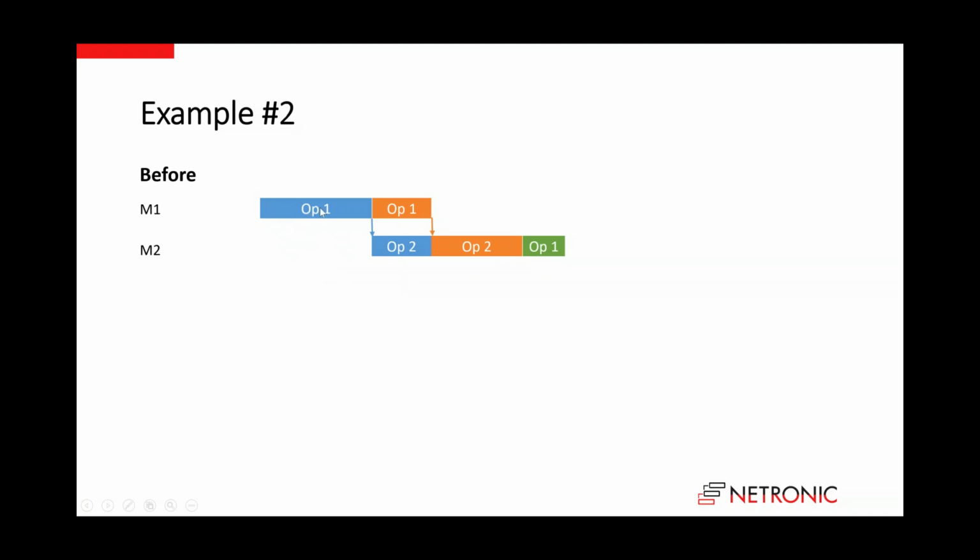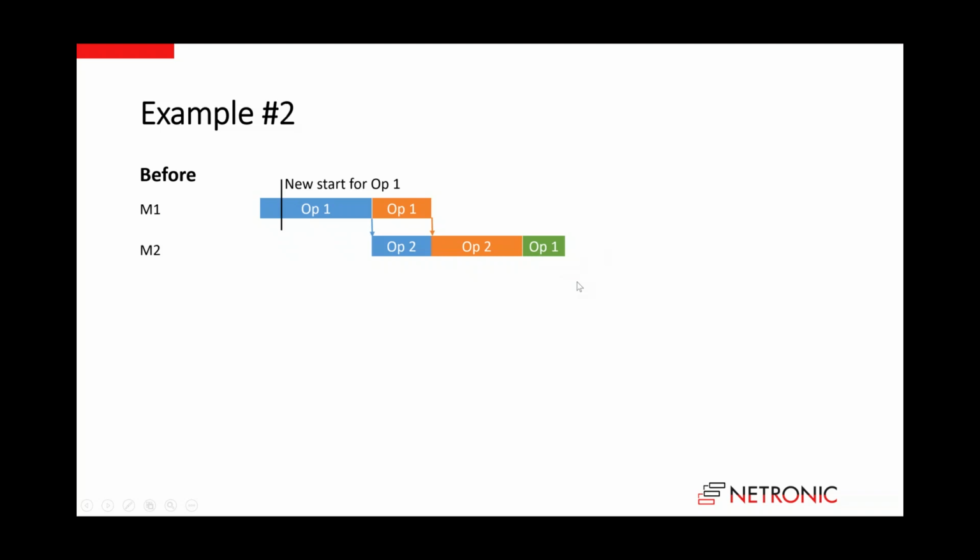So I run operation 1 first on machine 1. When I'm done with it, I can start operation 1 of the orange one on that machine. I run operation 2 on machine 2 as soon as this is finished, and then operation 2 of the orange one and operation 2 of the blue one have the same length. So when I'm done here, I can do operation 2 and then operation 1 of the green one.